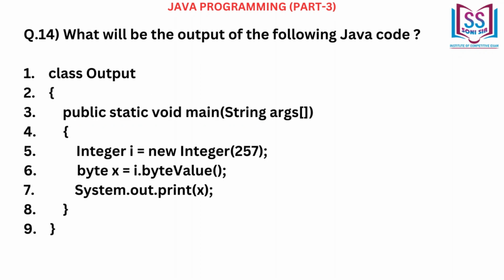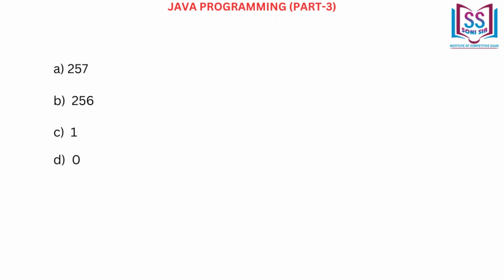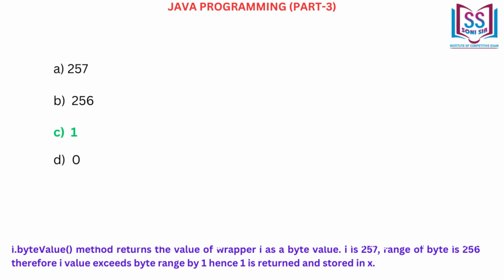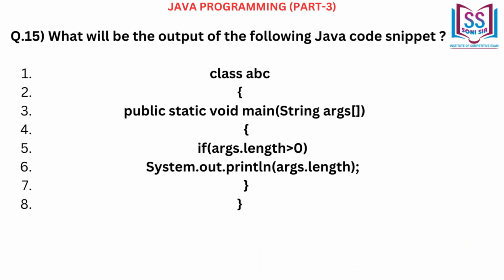What will be the output of the following Java code? A. 257. B. 256. C. 1. D. 0. Correct answer C. 1. I.byteValue method returns the value of wrapper I as a byte value. I is 257, range of byte is 256, therefore I value exceeds byte range by 1, hence 1 is returned and stored in X.